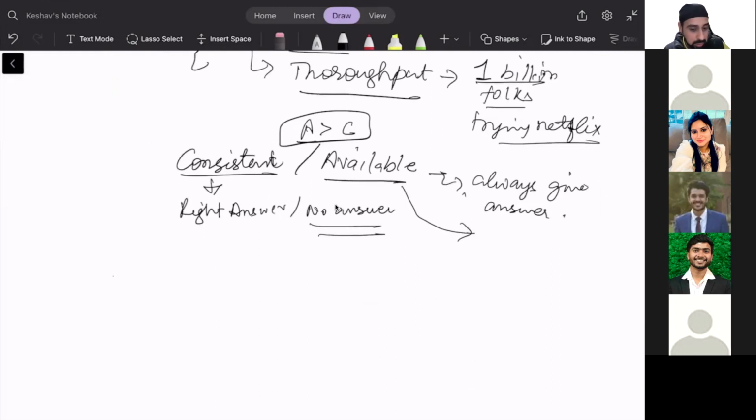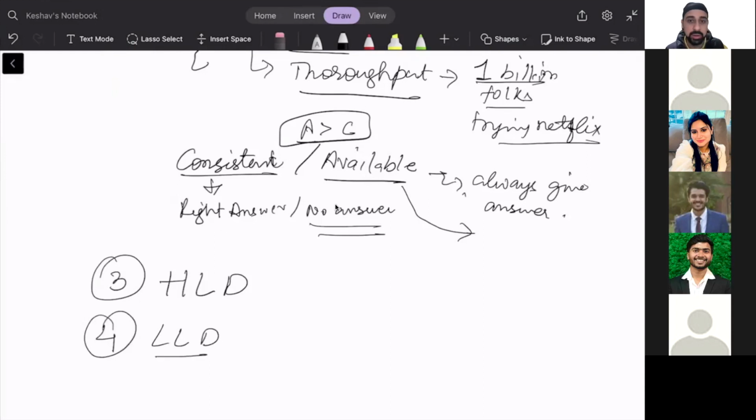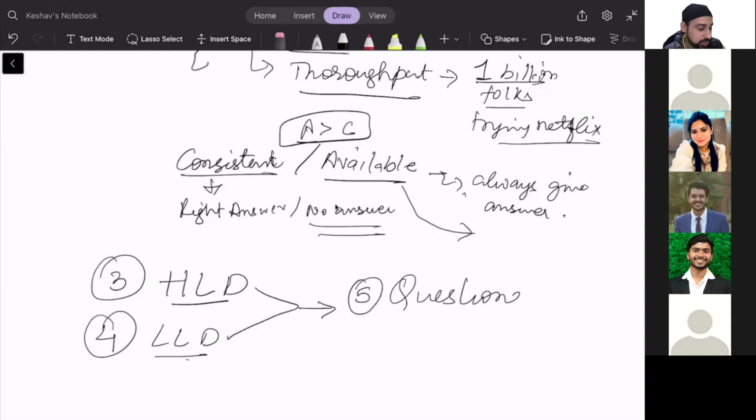Then comes the HLD part of the design, wherein you draw the high level design diagram, and the interviewer would ask you the LLD part, for a particular component or for certain things that the interviewer is actually curious about. Combined with HLD, these two things, the fifth part is the most important and the dangerous part, which is the questions.